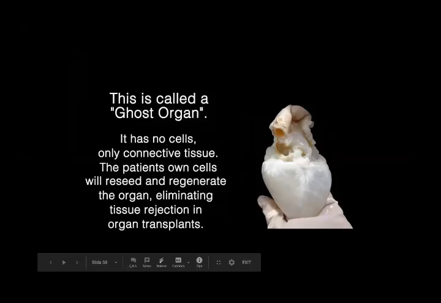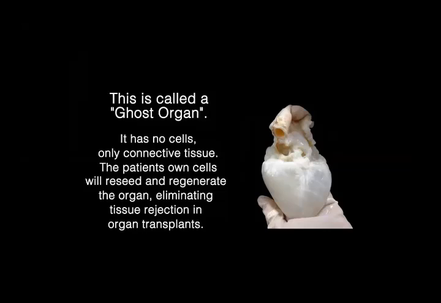This is called a ghost organ. It has no cells to it. It's only structurally built by connective tissues. Now the patient's own cells will basically replace those inside this connective tissue, because it's a ghost organ. It's already void of cells in here. The patient cells in which this organ is transplanted will reseed and regenerate the organ and then eliminate the tissue rejection in organ transplants. So that's one way. By implanting ghost organs, you eliminate the possibility of tissue rejections, which is commonly a case in transplants.